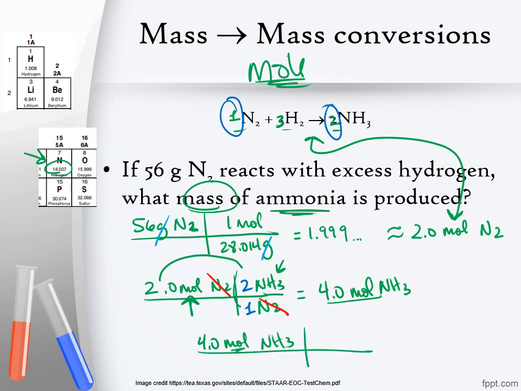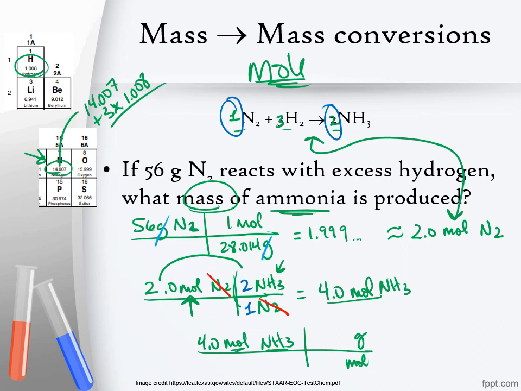We're going to get rid of moles by putting moles on the bottom. We're going to flip our moles into grams. How many grams in 1 mole of ammonia? Back to our periodic table. So ammonia is NH3, so I need 1 nitrogen, 14.007, plus 3 hydrogens. Hydrogen is 1.008.